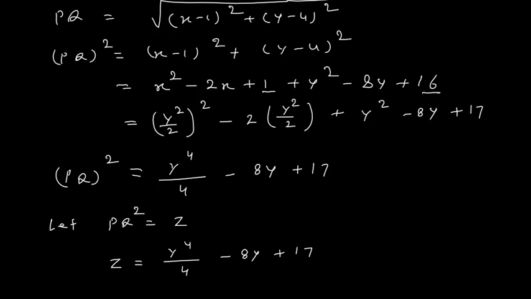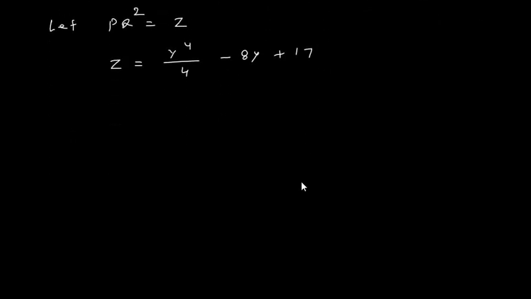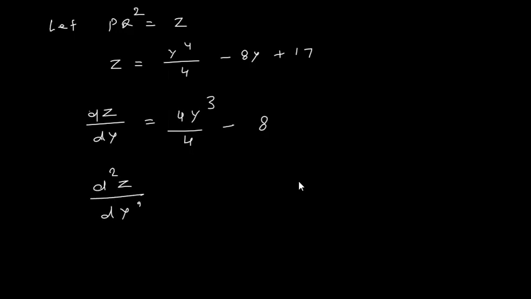Now for the minimum value of z, its second derivative should be greater than 0 and first derivative should be equal to 0. So what we will do, we will differentiate this z with respect to y. So here we will get 4y cube upon 4 minus 8. Okay, and when we differentiate again, we get d square z upon dy square, which will give me the value as y cube. This is the second derivative. This 4 will cancel. When we differentiate again, we will get 3 into y square. We will get 3y square.